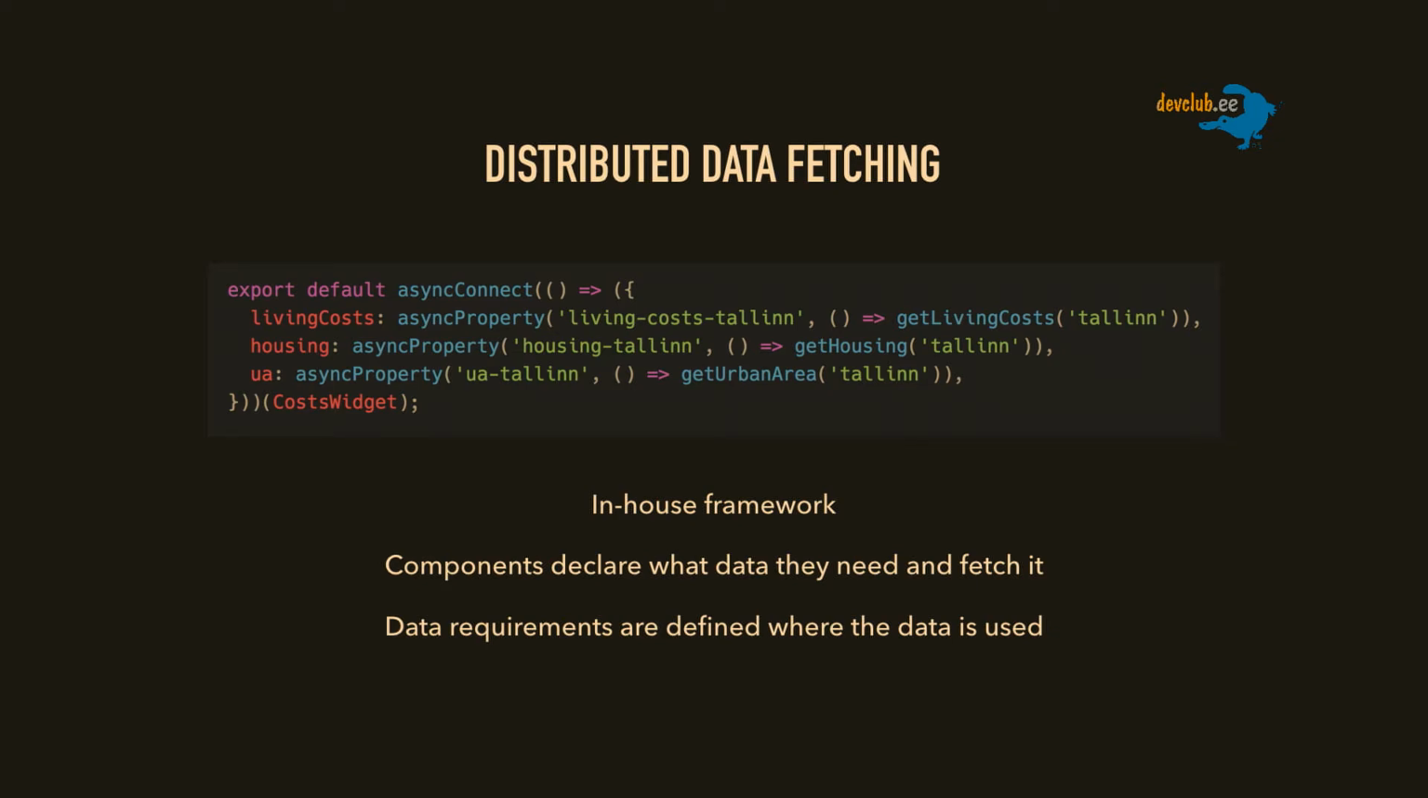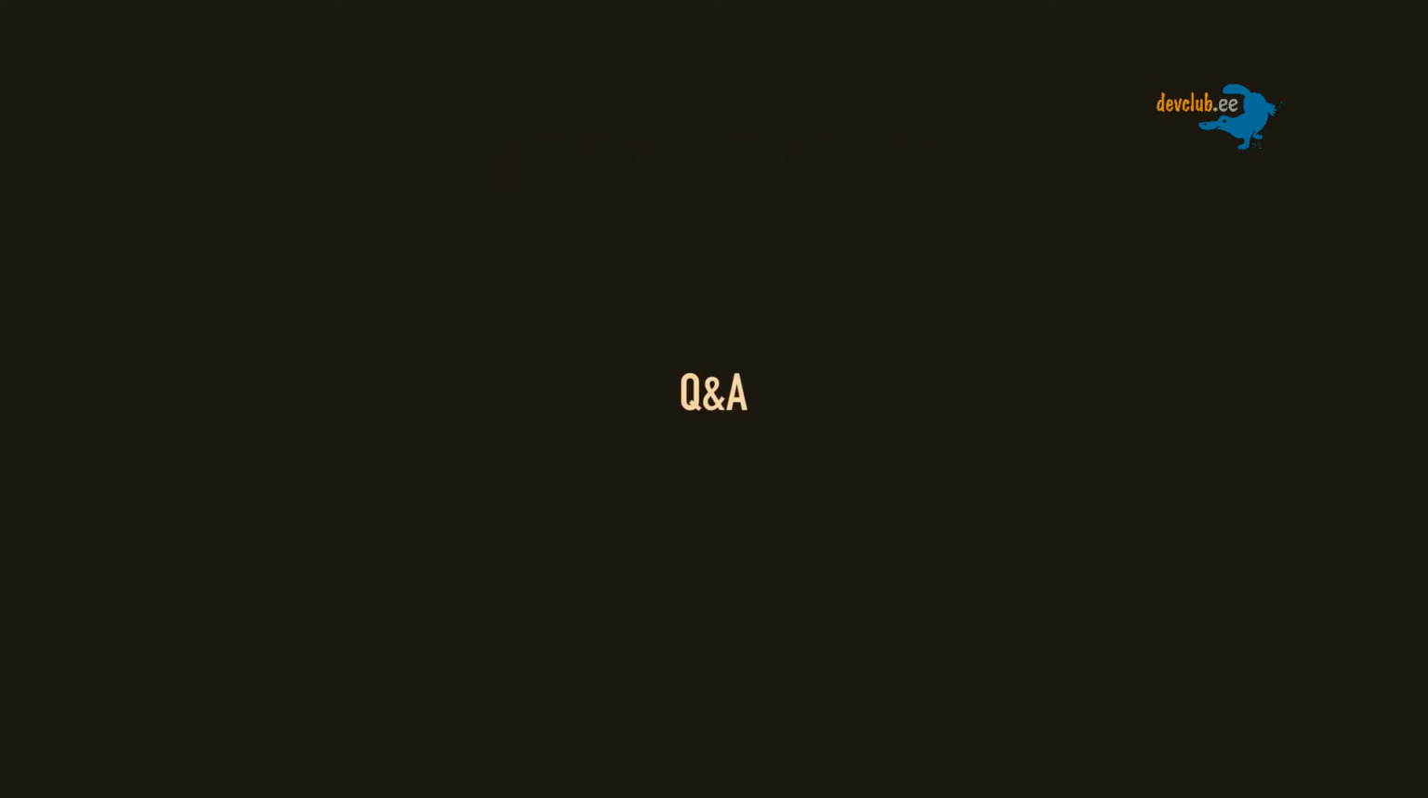So instead of managing data centrally, we have a mechanism centrally to fetch data, and widgets say just what kind of data they need. This solves the overfetching problem as well. We don't want to fetch all of the data we might ever need in the application at once, just the bits we need. And also the data requirements are defined where it's actually used. And that's pretty much it.